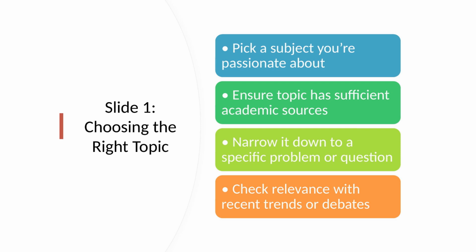Choosing a great topic is the foundation of an A+ research paper. Start with an area you're genuinely interested in. Passion leads to deeper research and more engaging writing. Ensure that the topic has enough academic material available. Use Google Scholar, JSTOR, or your library database to confirm. Broad topics like climate change are too wide. Narrow them down to a specific issue, like the impact of climate change on coral reefs in Southeast Asia. This makes your paper more focused and manageable.